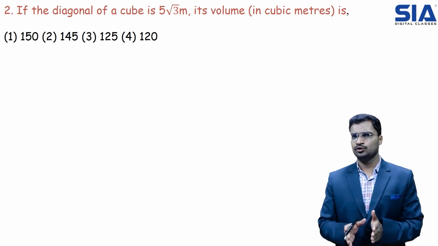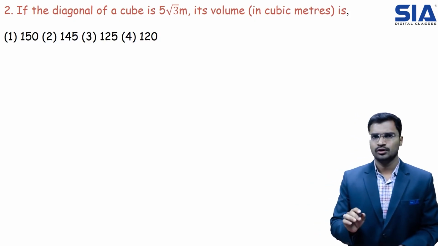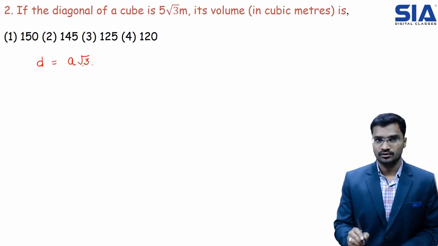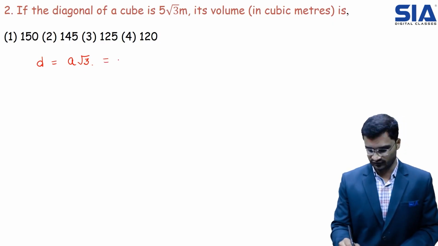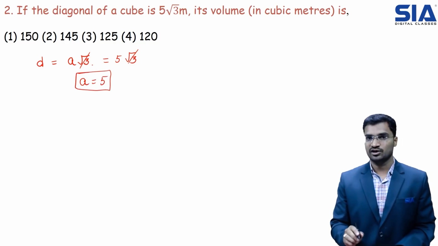If the diagonal of a cube is 5 root 3, then what is its volume? So diagonal of a cube, formula is diagonal is equals to a root 3. Diagonal of a cube is a root 3. Now he is giving that diagonal is 5 root 3. So a root 3 is 5 root 3. Then root 3 gets cancelled. Then side of this cube is 5 centimeters.